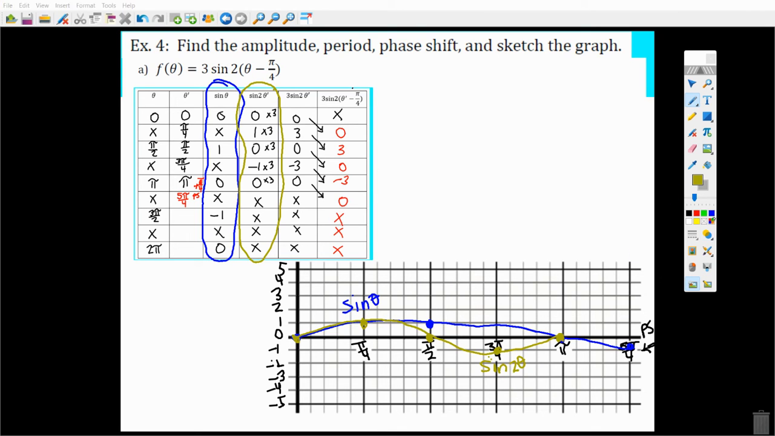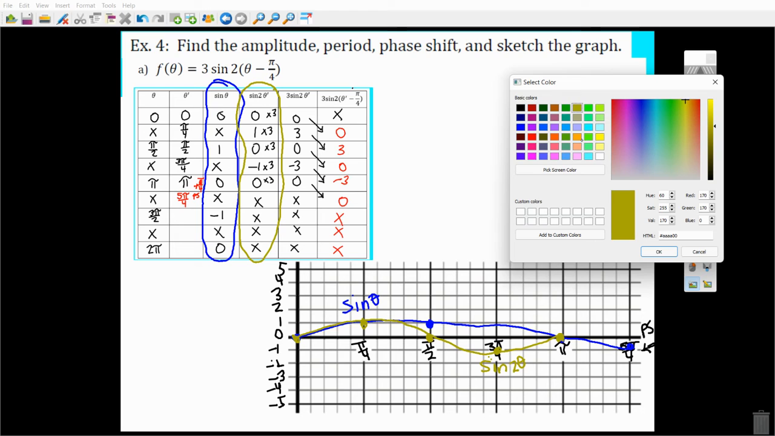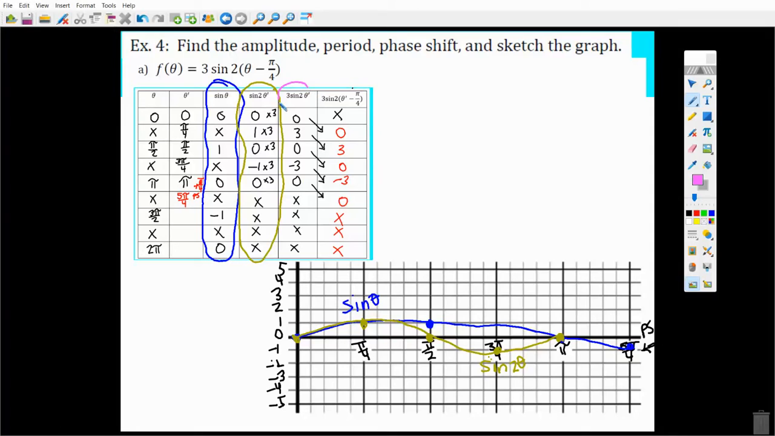All right, next I will use... I used orange before, it didn't really pop out that much. Maybe I'll use purple, I don't know if that's too close to blue. Maybe we'll try that pink. So this one here, that is 3 sine of 2 theta.